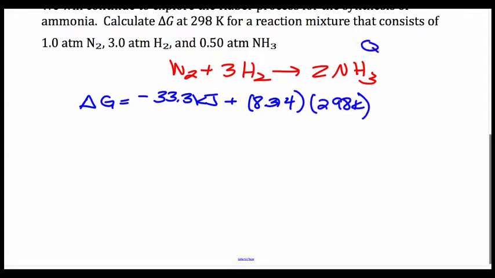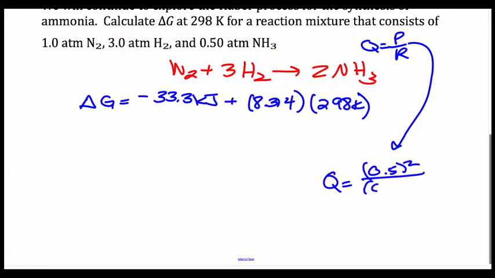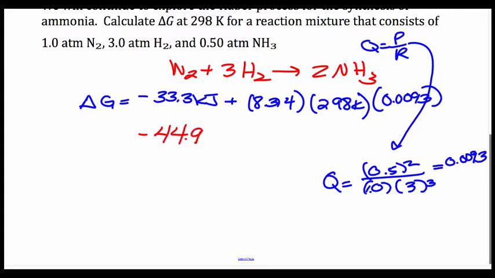Well, Q is products over reactants. So we're looking at the NH3 squared, which is 0.5, over the 1 times the 3 cubed, which is going to be 0.0093. So plug in here. I'm just going to solve and get negative 44.9, and these are kilojoules per mole.